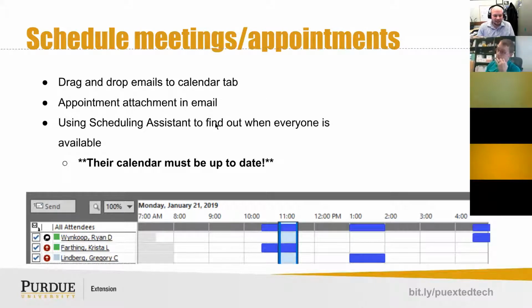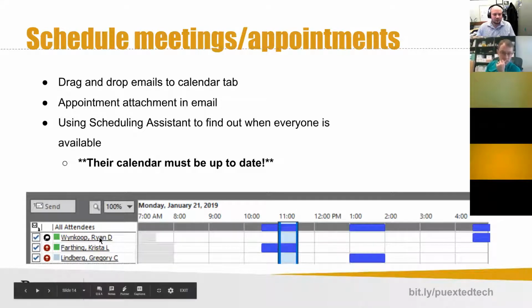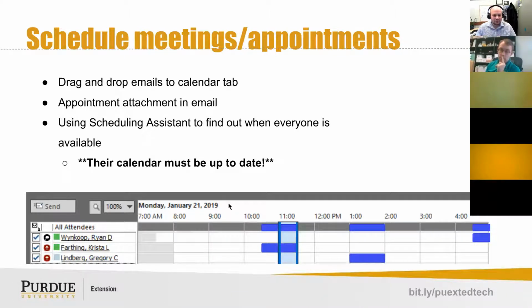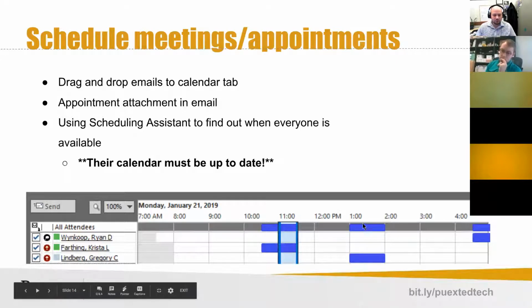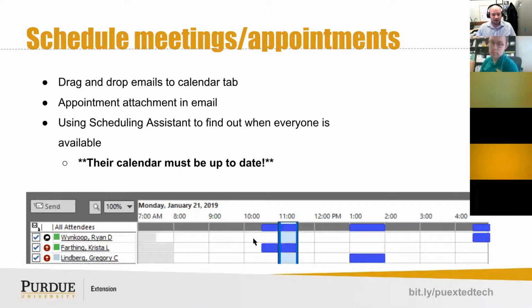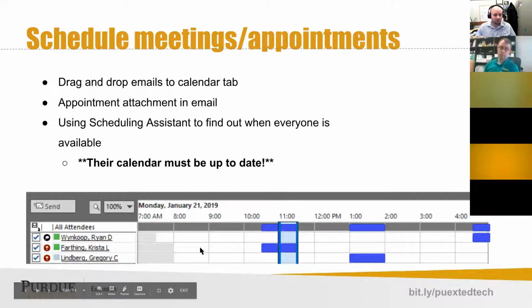So here's a screenshot I took. I just made a simple scheduling assistant. I used it to schedule a meeting with myself, Krista Farthing, and Greg Lindberg, just as an example. And so this meeting is on Monday, January 21st. And you can see here they have their calendars updated. So the blue times is when people are busy. And so, for example, I could schedule a meeting at 8 or 9 or 10 to 10:30 or noon. Any of these times I can see when they're free or available.